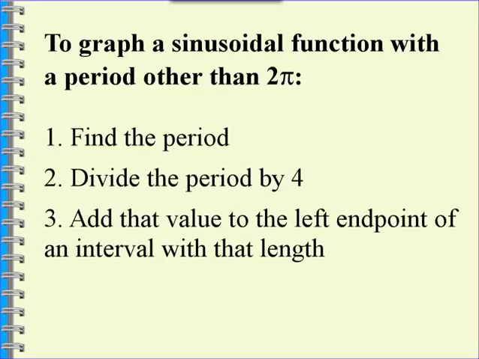So now it says to graph a sinusoidal function with a period other than 2 pi: 1, find the period; 2, divide the period by 4, and then add that value to the left endpoint of an interval with that length. So I need you to go ahead and write that down, and then we'll probably call it good for today. To graph a sinusoidal function with a period other than 2 pi: first step, you find the period. Divide the period by 4. Add that value to the left endpoint of an interval with that length.